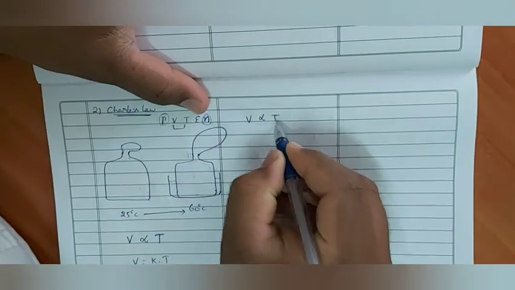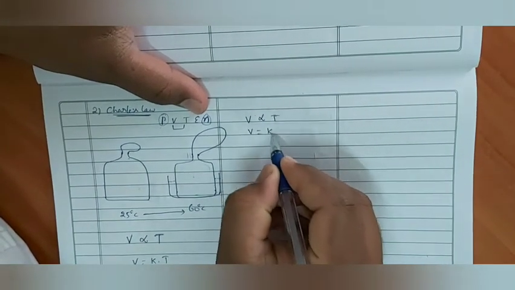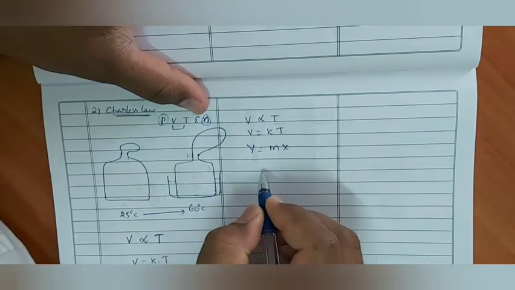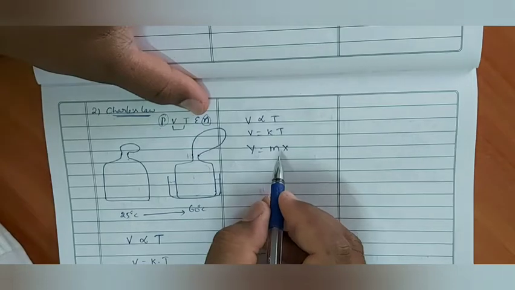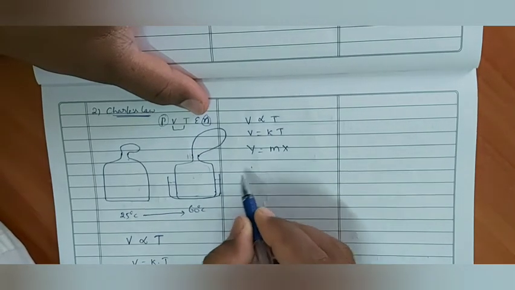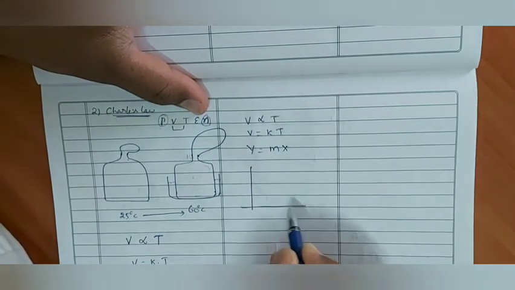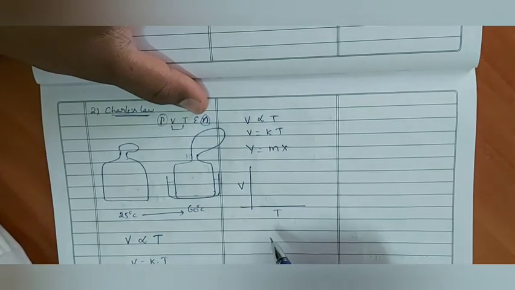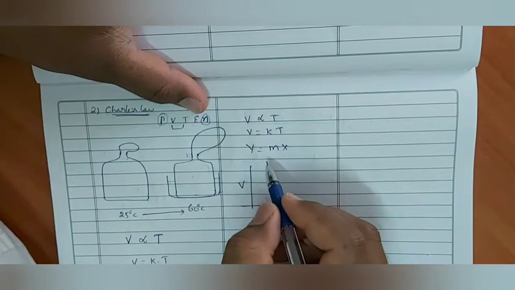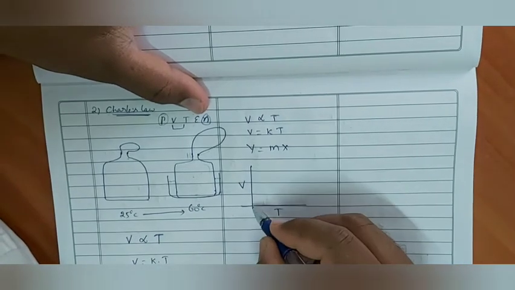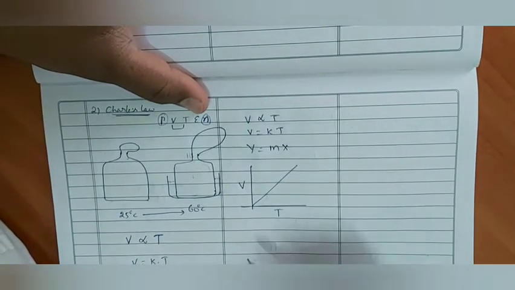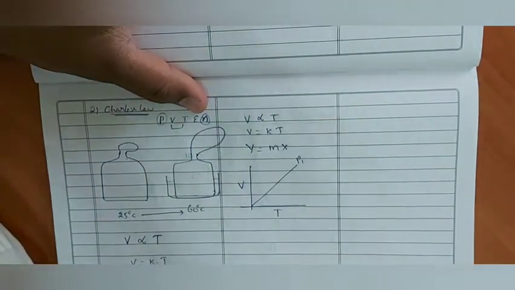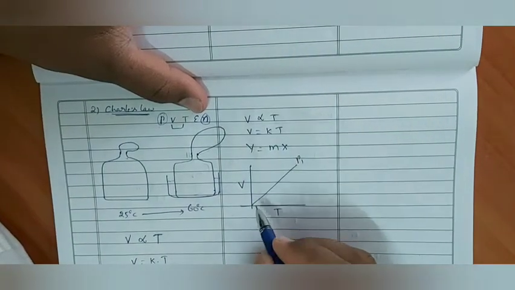Volume is directly proportional to temperature. Volume is equal to K into temperature. This is in the form of y equals mx. On the y-axis we are going to take volume, and on the x-axis we are going to take temperature. In y equals mx form, it is a straight line passing through the origin at constant pressure. As long as this curve is studied, pressure is constant at P1.